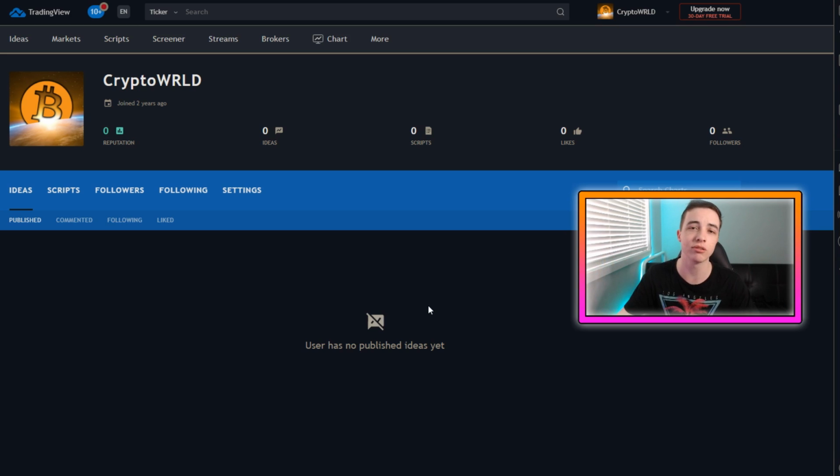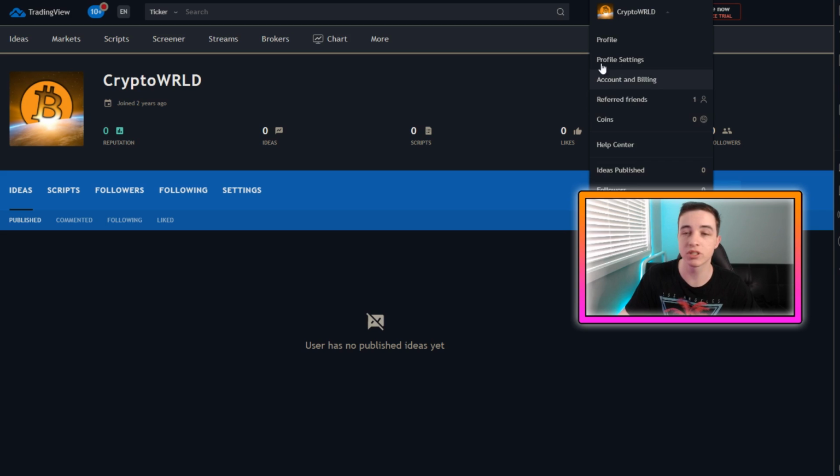You don't really need to do all that stuff, but of course you can if you want to. But yeah, anyway, once you've got your profile and your account all set up like this, you can change your different profile settings up here. So you just click up here on your profile. You can see your profile here, profile settings.